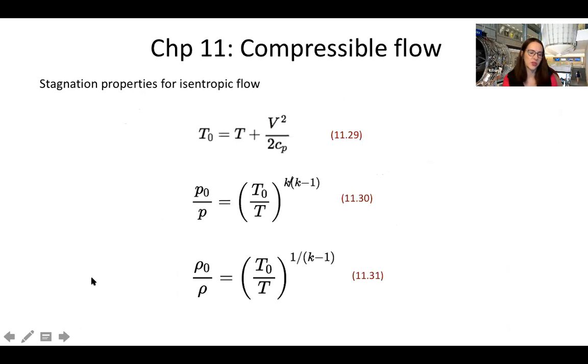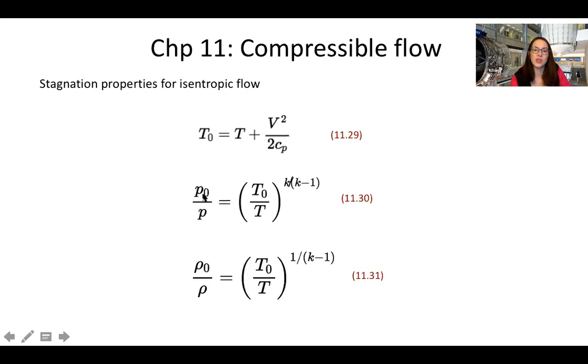First thing, first important topic in chapter 11 is just the stagnation properties for isentropic flow. If you remember, isentropic means that the entropy is not changing. Entropy is not increasing, so that means that there's no heat added and it's a frictionless process. So we have a way to relate in a flow the stagnation temperature to the static temperature, and it's a function of the mean velocity and the specific heat at constant pressure.